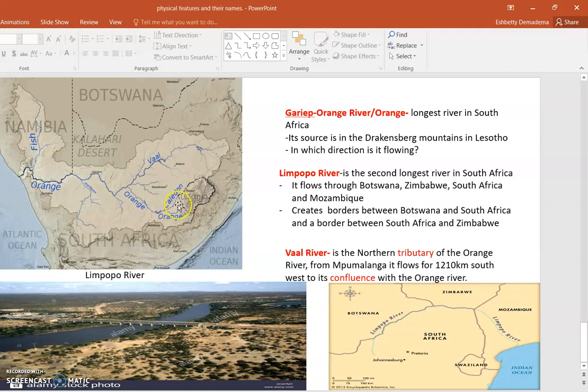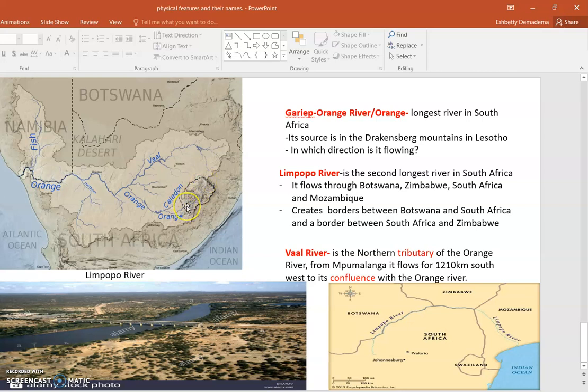Its source is on the Drakensberg Mountains. Can you see this range here is our Drakensberg Mountains? And remember, we said that all our rivers flow from a high point to a low point. They flow downhill. They don't flow uphill. So if we are saying that our Orange River starts here along the Drakensberg Mountains, this is a very high place. Remember that map that we talked about before? It had different colors, but this one doesn't have those colors. So I'm expecting you to know which is the highland and which is the lowland.